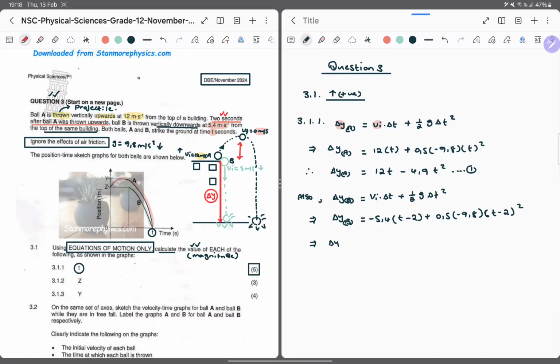So this implies that delta y for ball B is, we distribute, this is minus 5T plus 5 by 2, that's 10, and there's no T, and then this is going to be minus 4.9 times, we sort this out, T squared minus 4T plus 4.